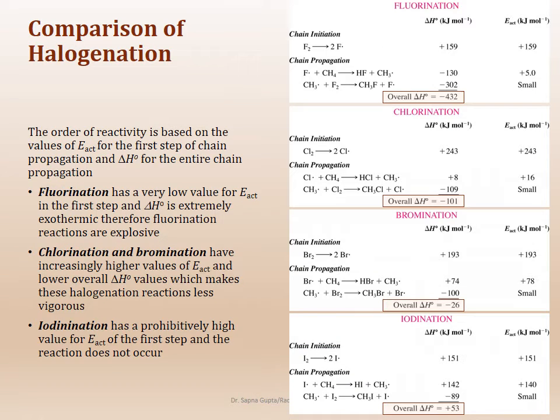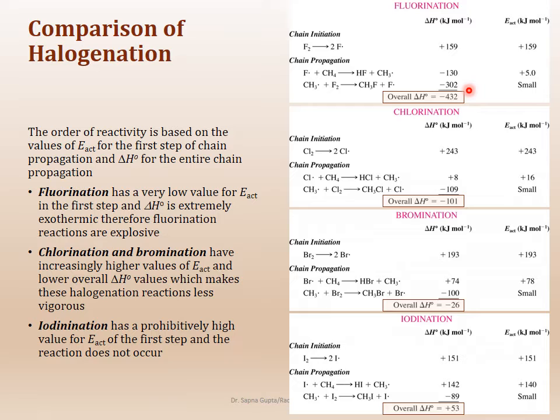This chart that I gave you is a comparison of what works best. If you have fluorination, chlorination, bromination, and iodination, if you have four halides that you want to form, which one is going to form easily? Fluorination is extremely exothermic, and therefore fluorination reactions are very explosive. Because if so much energy is coming out, how do you control it? So you're probably better off not trying to do these reactions.